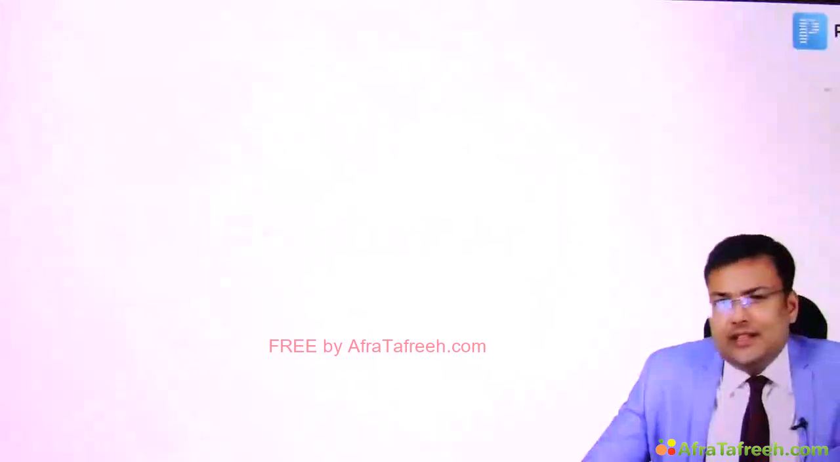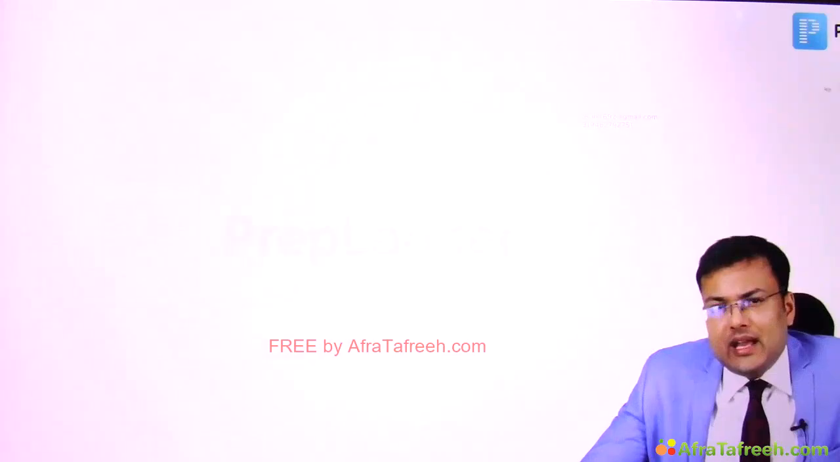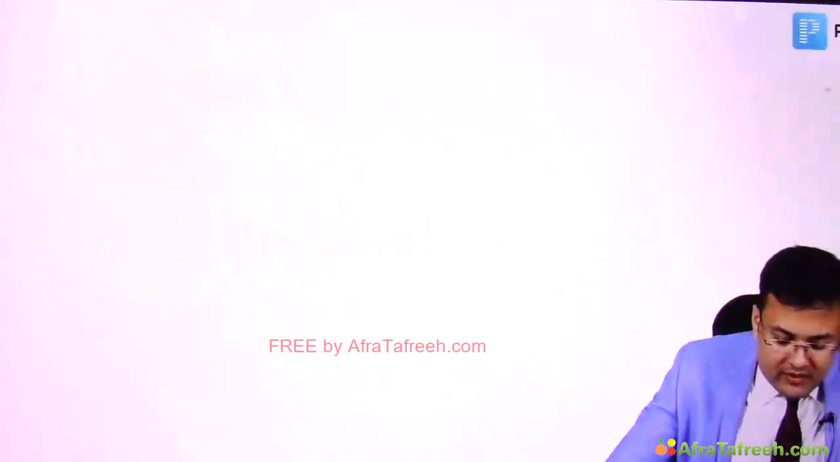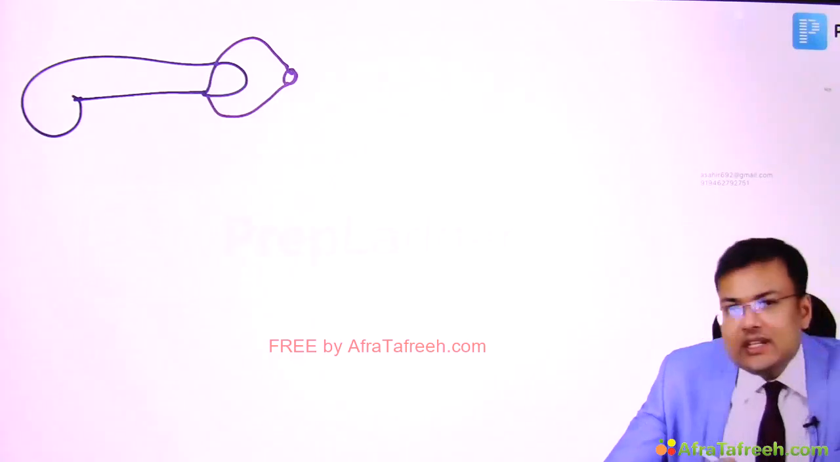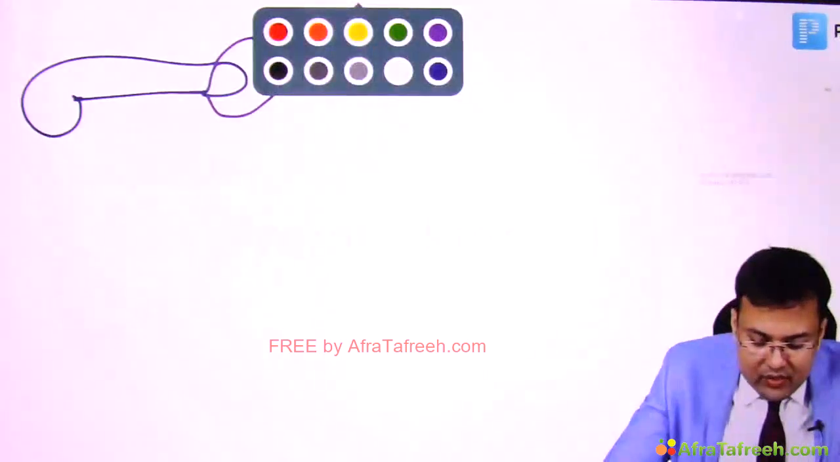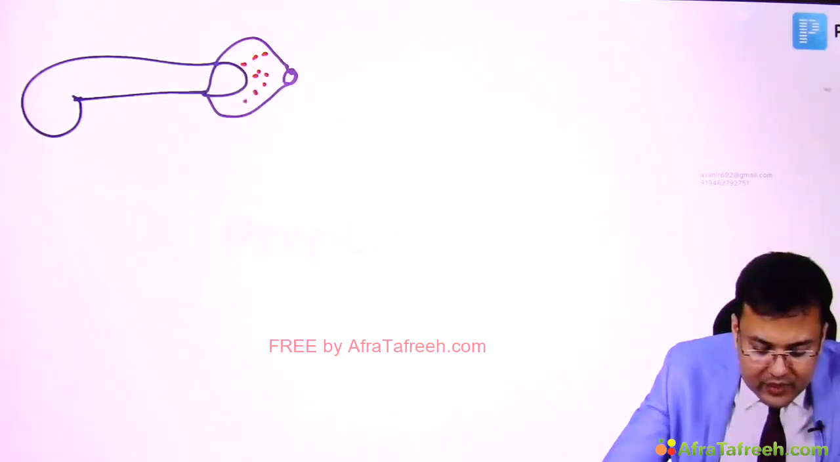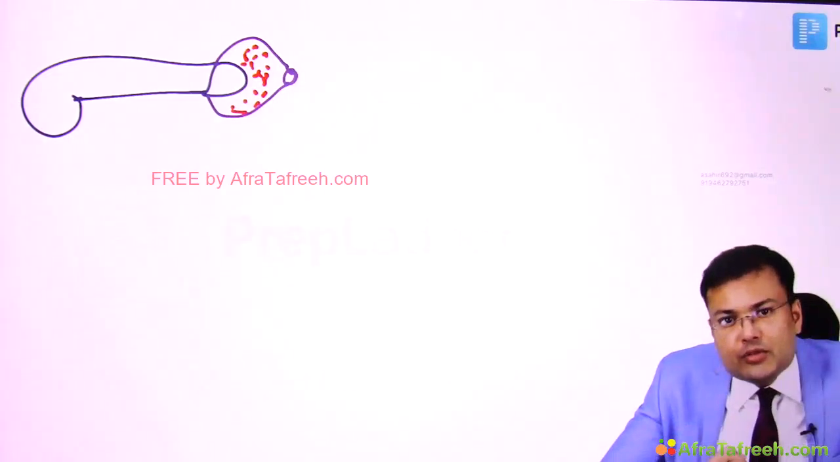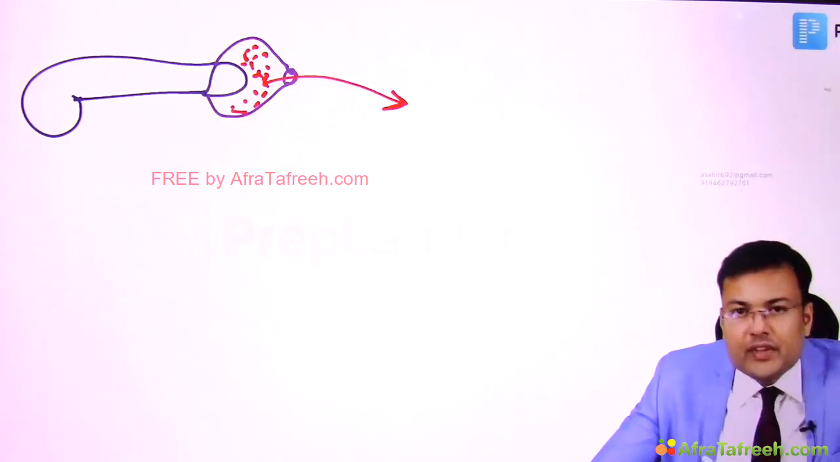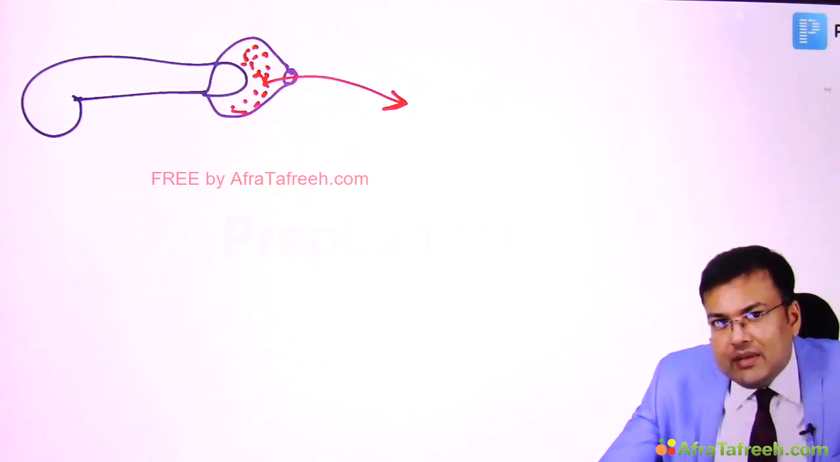Now see the presentation. There are two presentations. Sometimes the parents bring the child and the mother tells you, sir, whenever the child passes urine, initially there is ballooning of the prepuce. Why is there ballooning? Because the urine collects under the prepuce and after that it comes out. So the child has ballooning of the prepuce. This is one problem. Sometimes there is difficulty in passing urine.